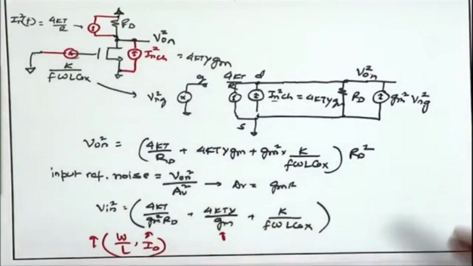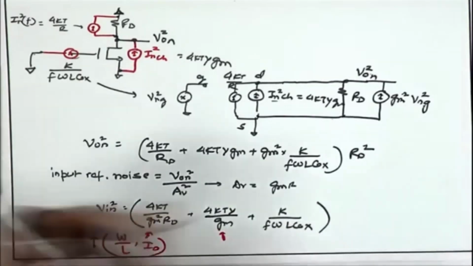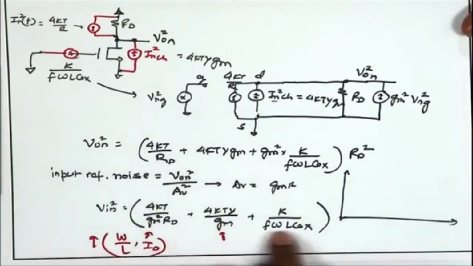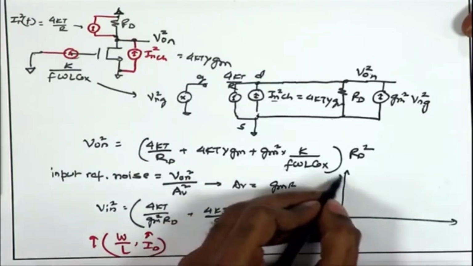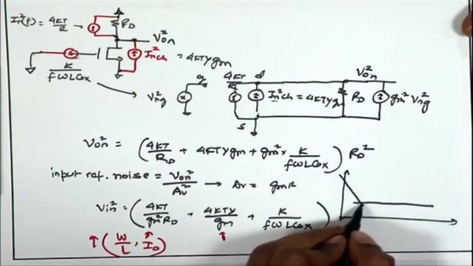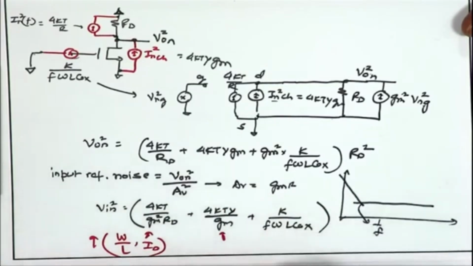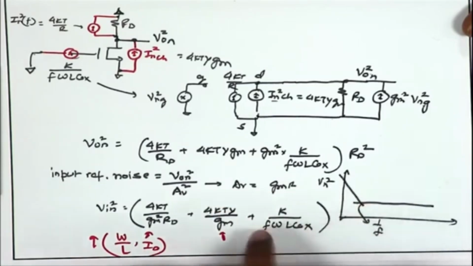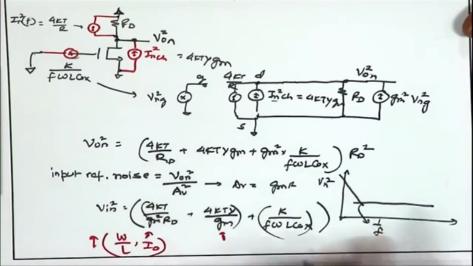And just to complete this discussion, if I plot this transfer characteristics, there are two terms, one is the 1 upon F dependent term and the other two terms are constant terms. So, the frequency at which this 1 upon F term becomes equal to this constant term is generally referred to as the 1 upon F corner frequency of the circuit. So, if this is your Vn square and at this F, the contribution of this 1 upon F term becomes equal to the contribution of this constant term, that is called the 1 upon F corner frequency.